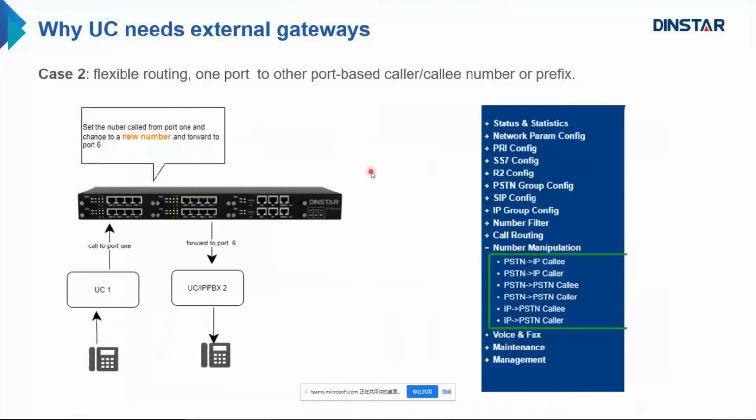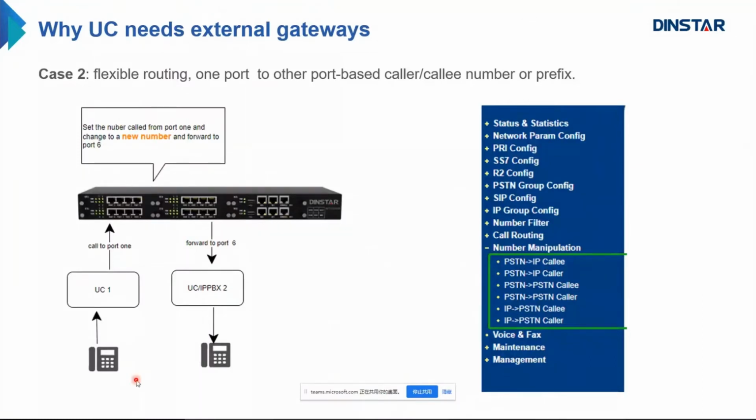Use case 2: our TG provides more flexible call routing here, maybe for services like SIP trunk, international call or domestic call. All can be directed, and maybe you can modify the caller ID or prefix. Okay, here we see the diagram.